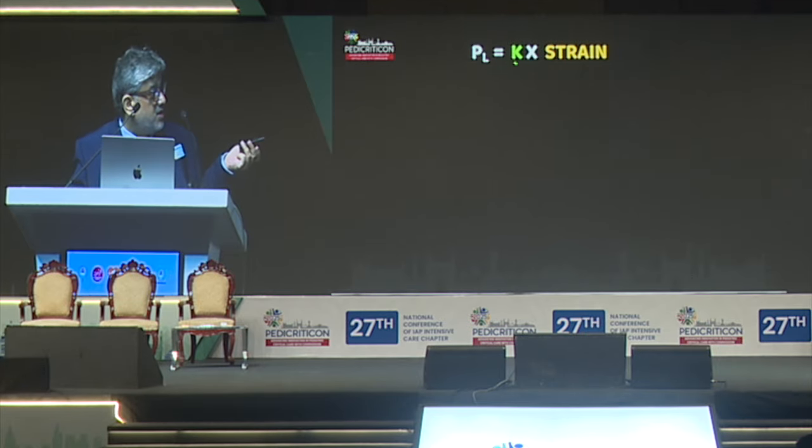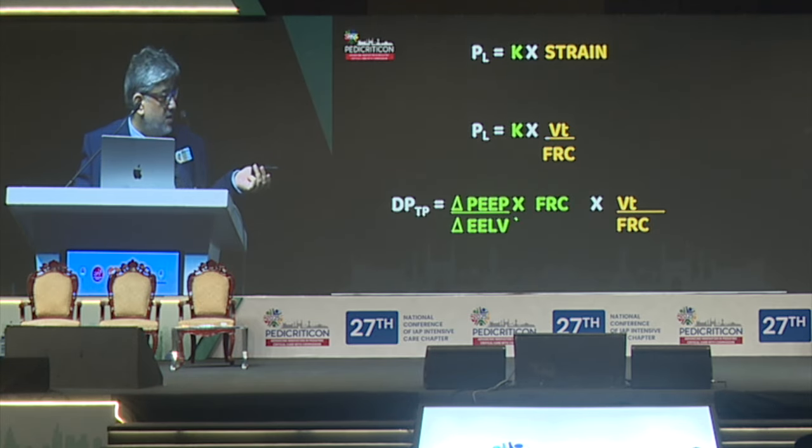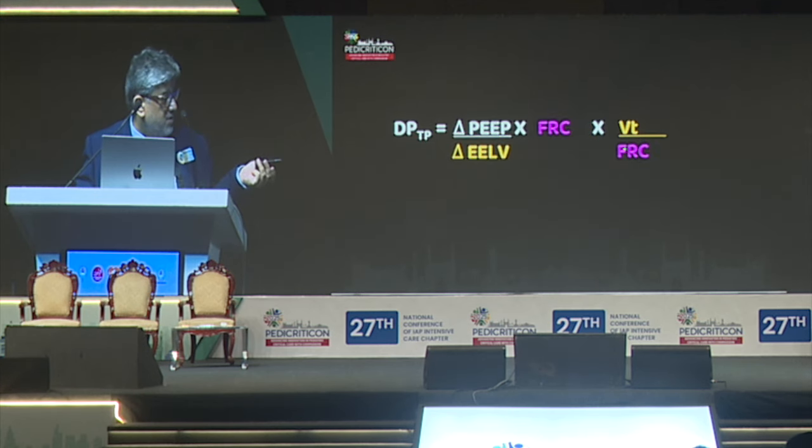As we saw, stress is equal to K multiplied by strain, and strain is nothing but Vt divided by FRC. And K can be expanded. Lung-specific elastance, as we saw already, is equal to lung elastance multiplied by FRC. So that lung elastance is nothing but delta PEEP divided by delta ELV and FRC. So that means FRC will cancel out.